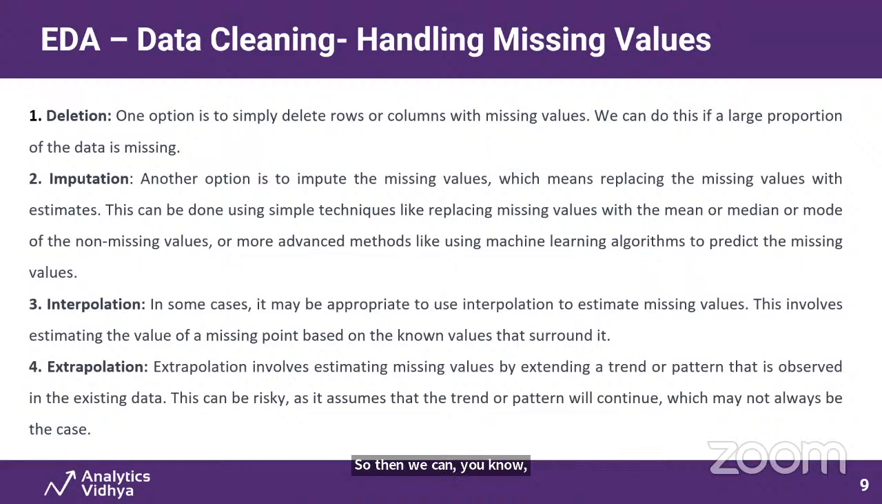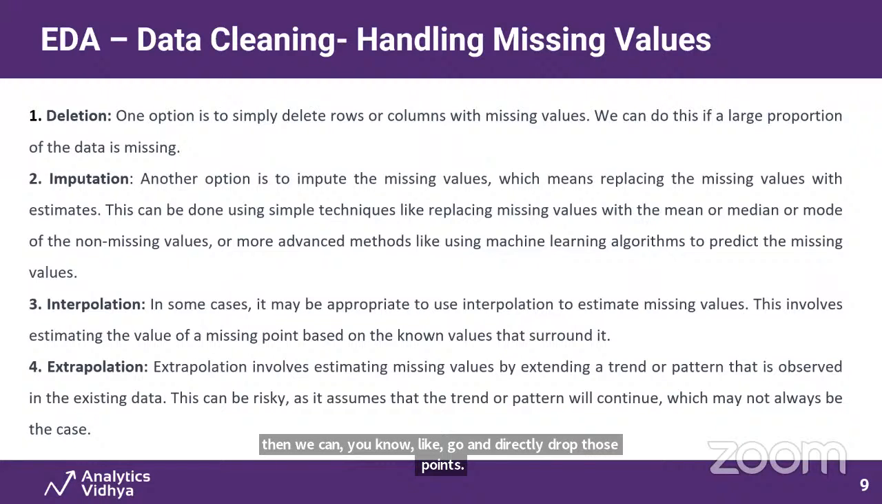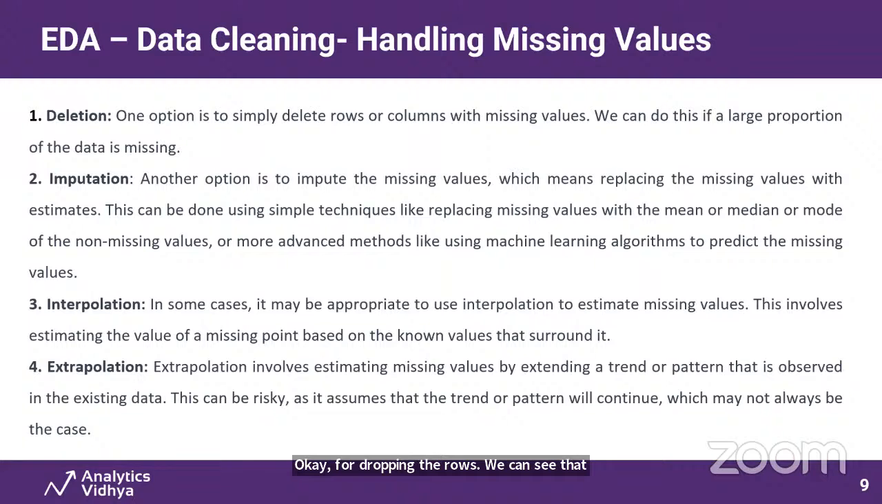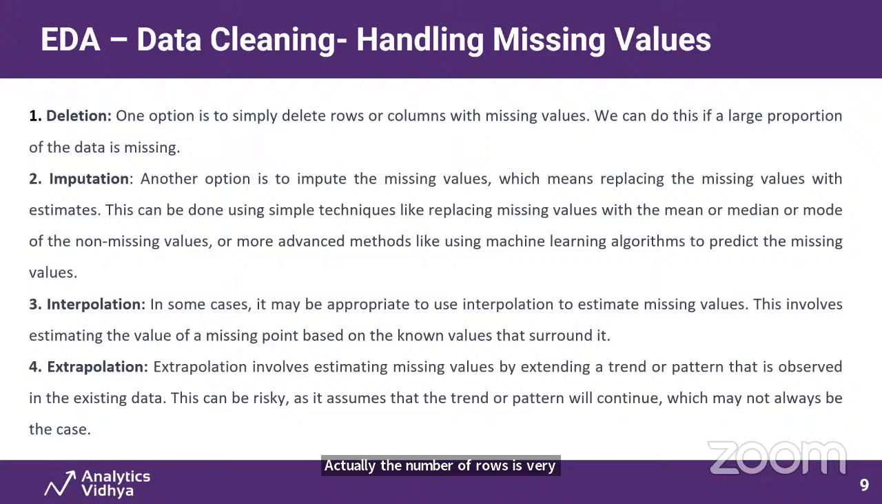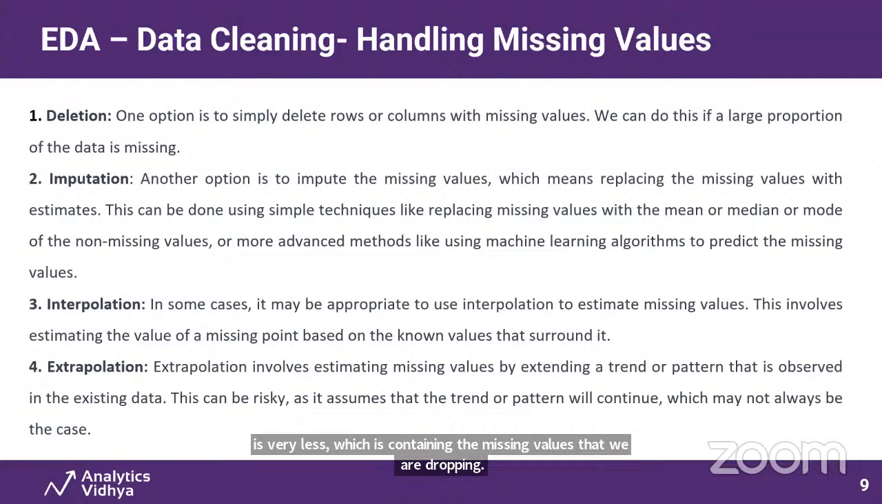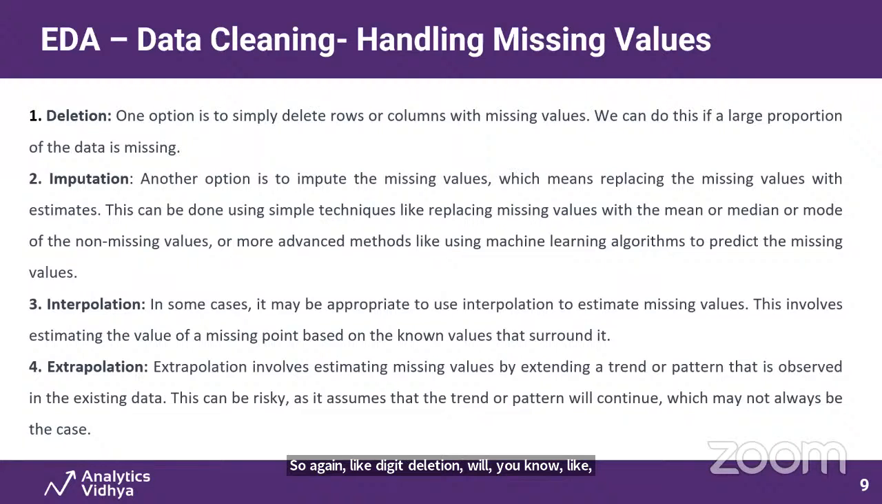Okay, for dropping the rows, if the population is very small, that is, the number of rows or the percentage containing missing values is very small, then we drop them. So again, deletion will take some strategic decision. Then imputation. So how can you impute data?